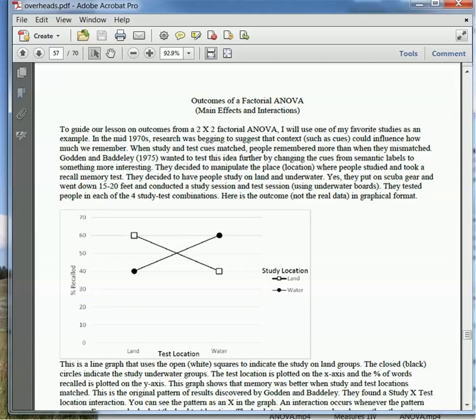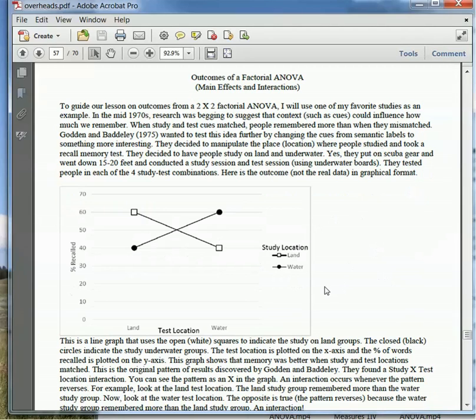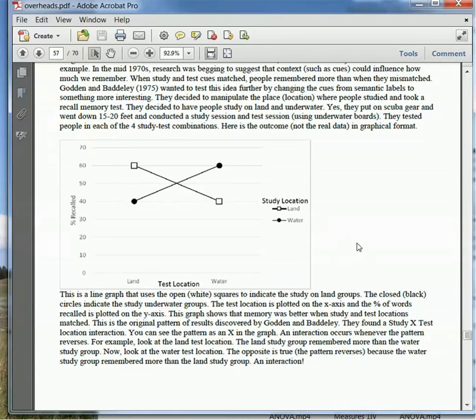Okay, this video is going to review interactions for you. Now, in the overheads document right here, we cover all of the possible outcomes for a simple 2x2 factorial in order to illustrate interactions. So in this video, I'm not going to repeat what's in here. We go over this in class. I'm assuming that you can read and understand the various examples.